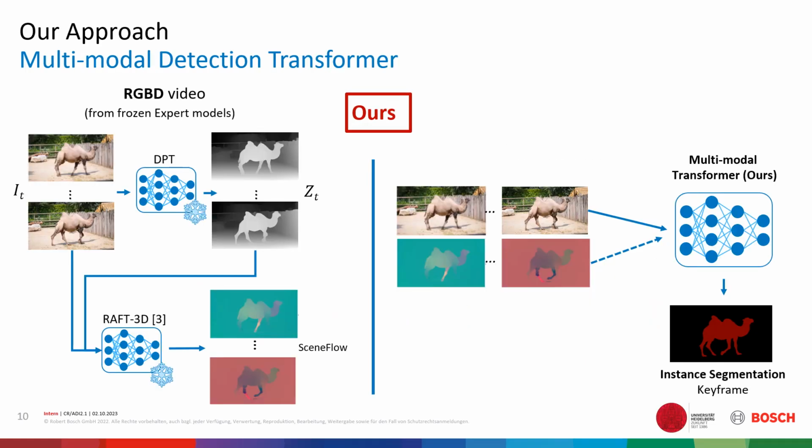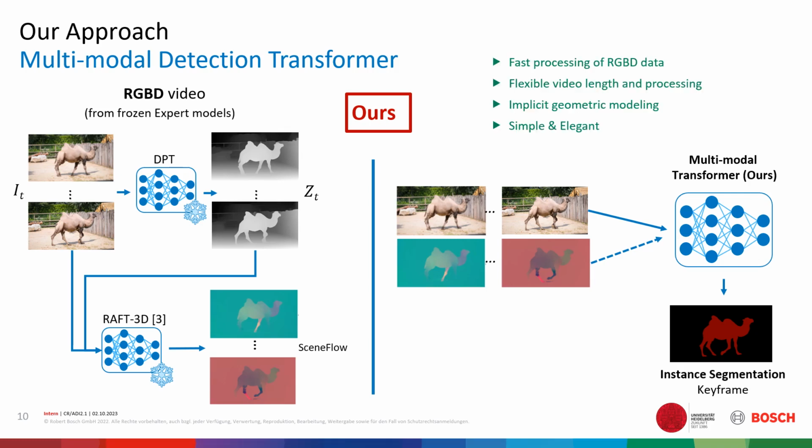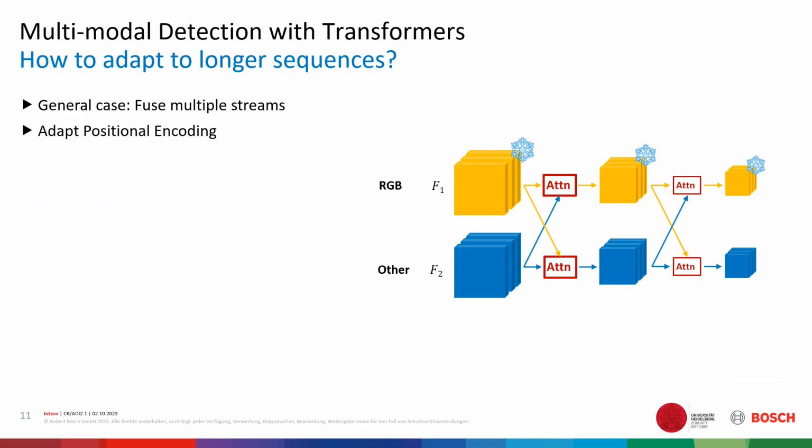In our work, we keep things simple. We compute either 2D optical flow or 3D scene flow as a motion representation. In order to compute scene flow, we first infer single image depth maps for multiple frames of the video. We then input both appearance and motion into a state-of-the-art transformer architecture for segmentation. Extending a transformer architecture to multiple modalities is straightforward. We simply concatenate the tokens to a longer sequence and adapt the positional encoding.